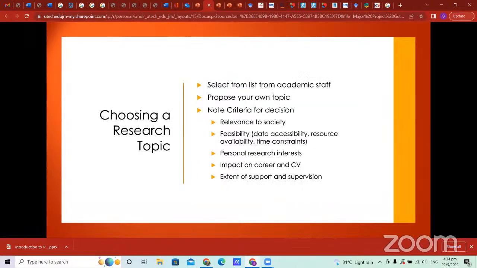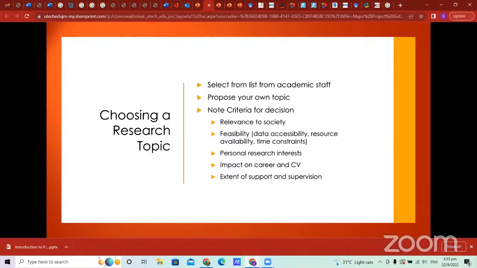All right, so I'm going to move on. Choosing your research topic. You're going to look at the academic staff. You can either select from the list that they propose. It seems that at this date, some students have gone directly to staff who have their own topics. But at the moment, we don't have a comprehensive list of topics from staff. So it seems that at this time, many of you are going to need to either propose your topic or go to the staff with your own topic.